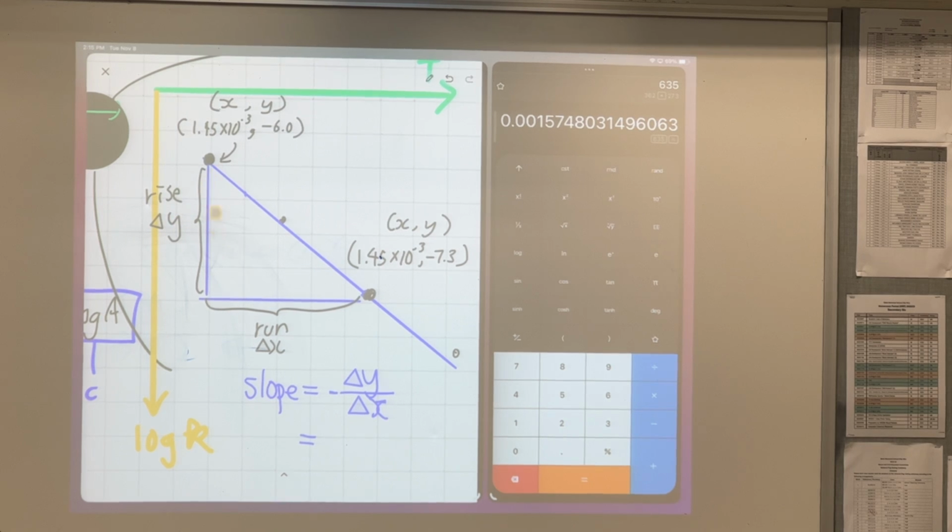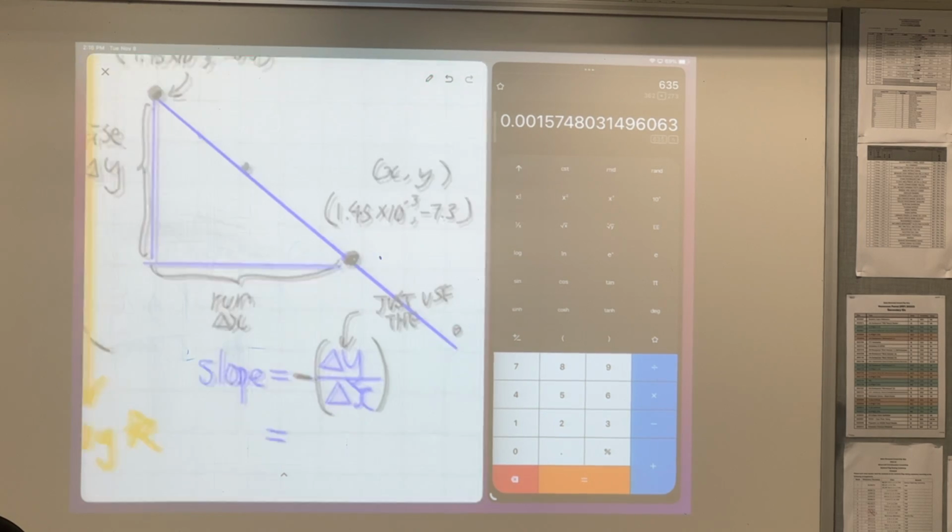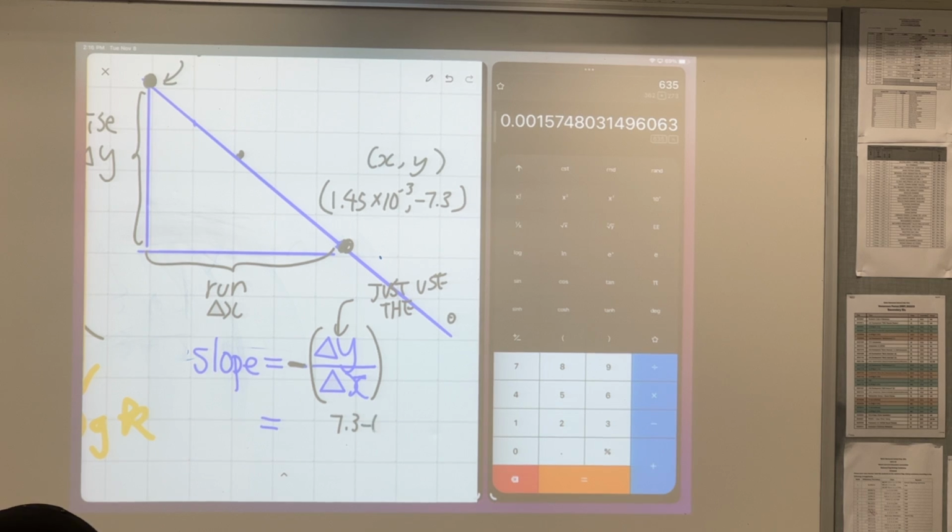I only take the difference here, the magnitude, because I know that the slope would come out negative anyway. So if you like, you can ignore the sign for now. Just make sure that at the end you add a negative sign in here. You can just use the magnitude, just use the number part. Ignore the sign, because if you also take into account the sign, it will make it very, very complicated. Okay, so just do 7.3 minus 6. So we take the magnitude only, and then we always remember to put a negative sign here.